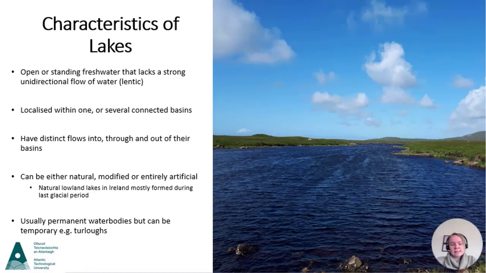Natural lowland lakes and islands were mostly formed during the last glacial period due to erosion, and they often have a ribbon shape or morphology. So they're long, thin, and deep, like the lake image on the slide. So lakes are usually permanent water bodies, but they can be temporary.